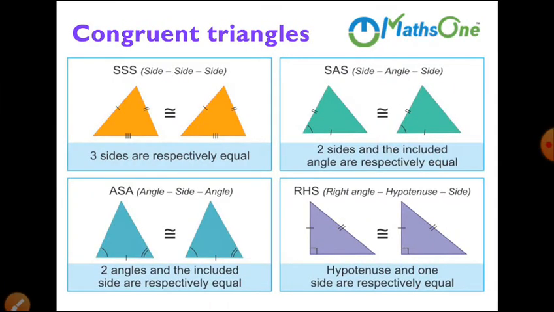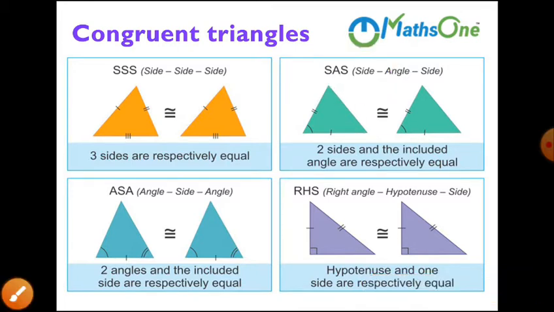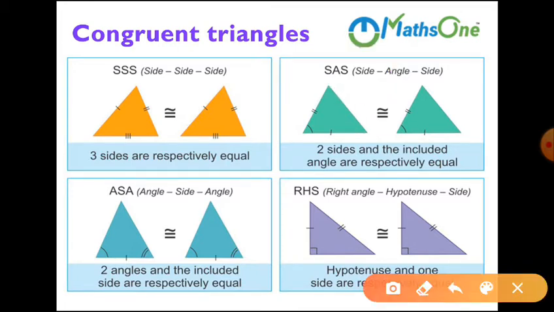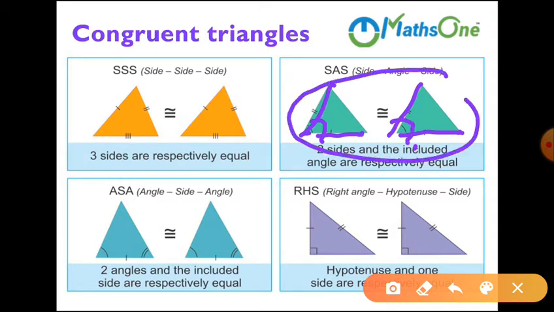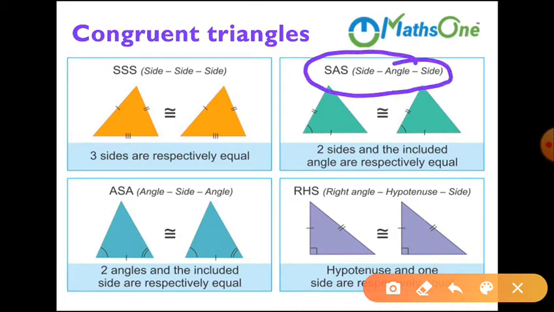Now see the next rule, SAS congruency. S stands for side, A for angle, and S for side: two sides should be equal to the corresponding sides of the other triangle. The first side of the first triangle is equal to the first side of the second triangle, the second side is equal to the second side, and the in-between angle is equal to the in-between angle of the other triangle. So in these two triangles the SAS congruency criteria holds, and they will be congruent because of this criteria.